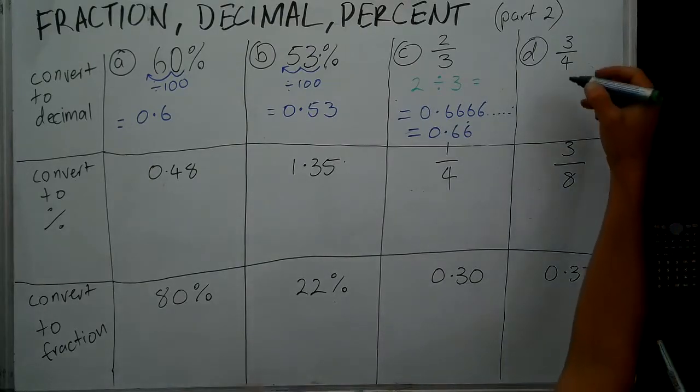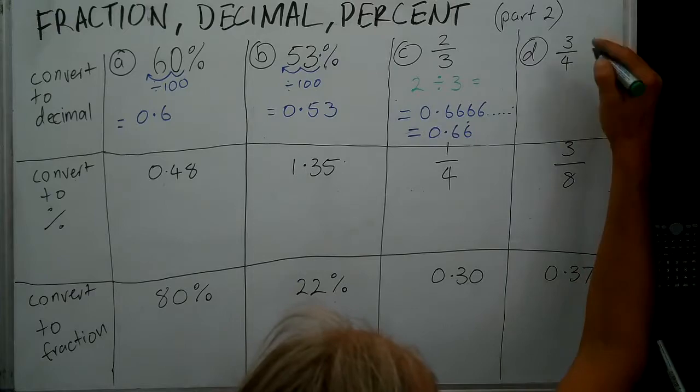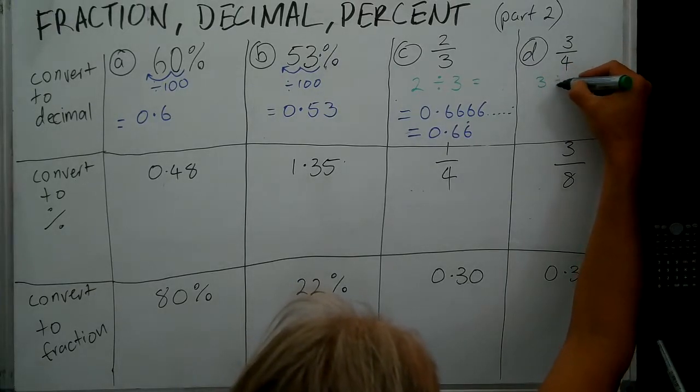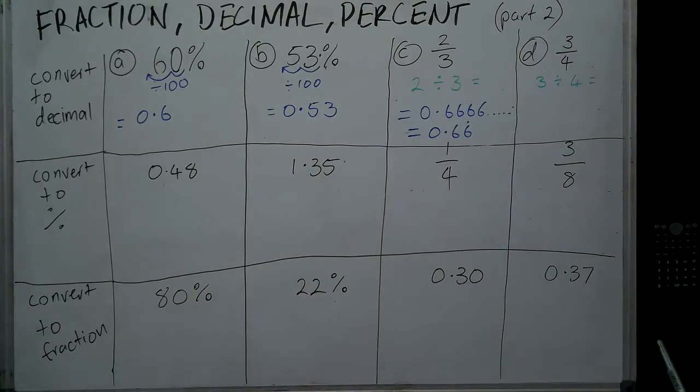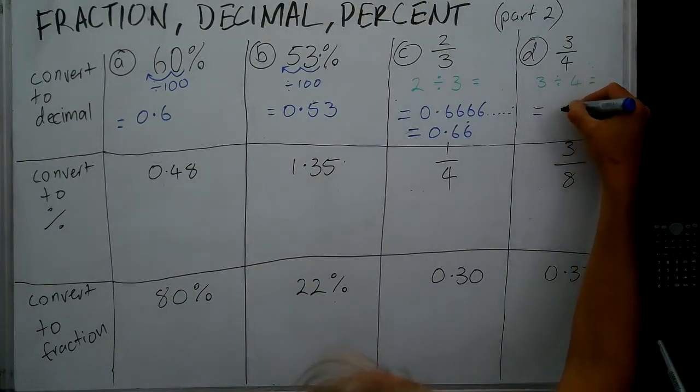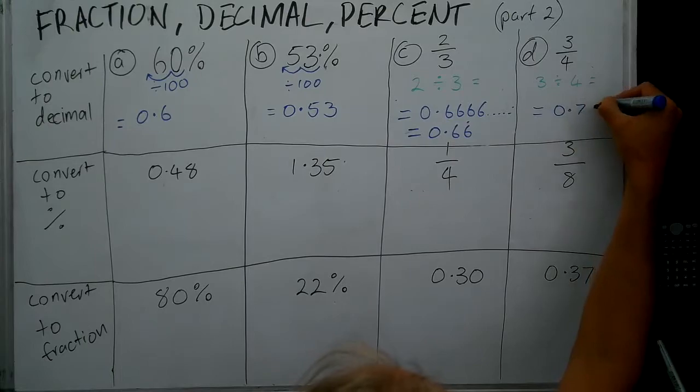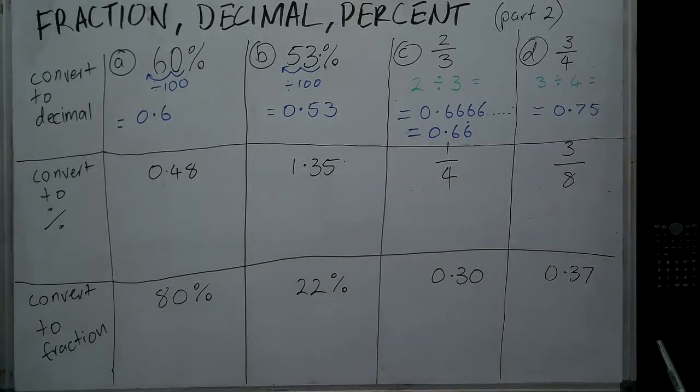Again, over here, what you would type in the calculator, top divided by bottom, 3 divided by 4 equals, and your calculator should give you 0.75. I hope that makes sense.